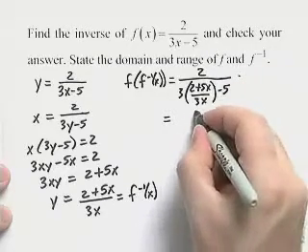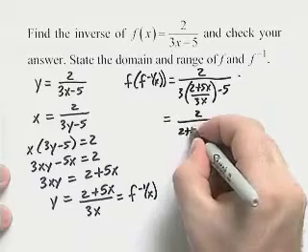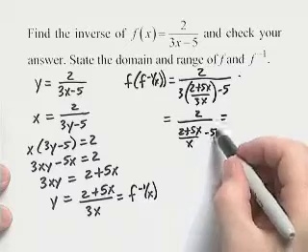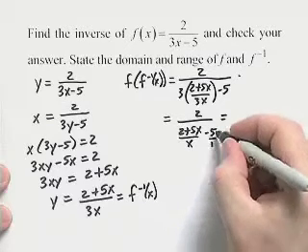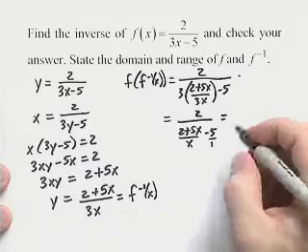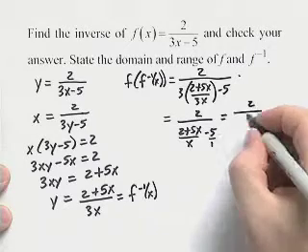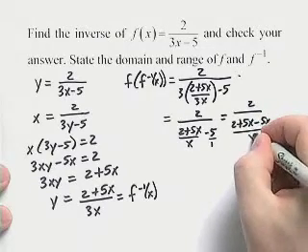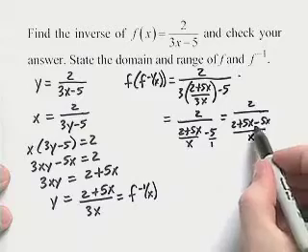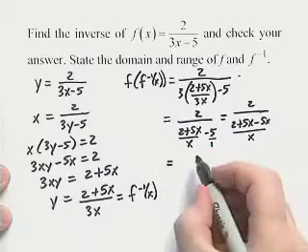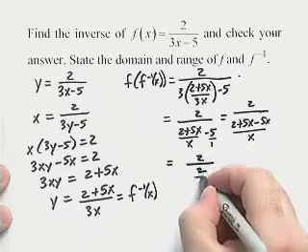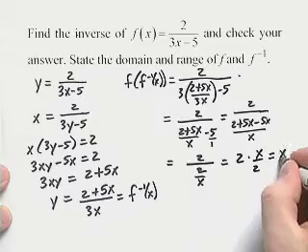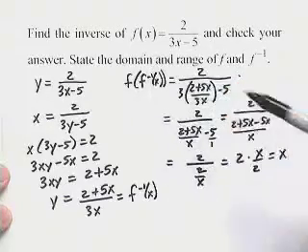The threes will cancel, so we'll have 2 divided by 2 plus 5x over x, minus 5. If we get a common denominator, thinking of this as 5 over 1, we need to multiply the top and bottom here by x. And so we'll have 2 divided by 2 plus 5x minus 5x over x. The 5x's are going to cancel. That's going to leave us with 2 divided by 2 over x, which is 2 times x over 2, which is equal to x. So we've shown that f of f inverse is equal to x.